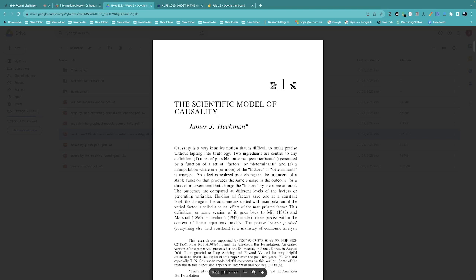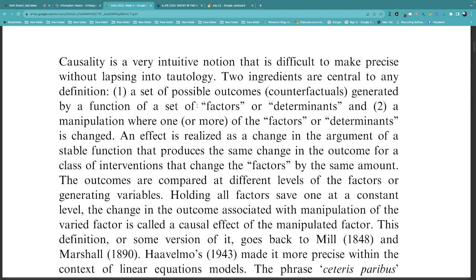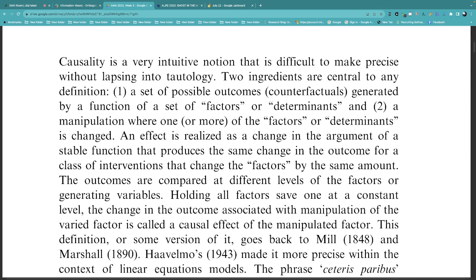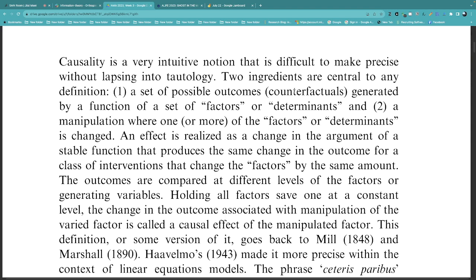There's a definition of causality in science that we've embraced. It's hard to define causality without lapsing into tautology. So that's another thing: in the spirit of causality, you don't want your definition to be self-referential. You want something where you can actually get to cause and effect and not have cause, effect, cause. So two ingredients are central to any definition. One is a set of possible outcomes or counterfactuals. So there are these different scenarios. Does this thing cause it or this other thing? And then those things have to be considered separately and then together.